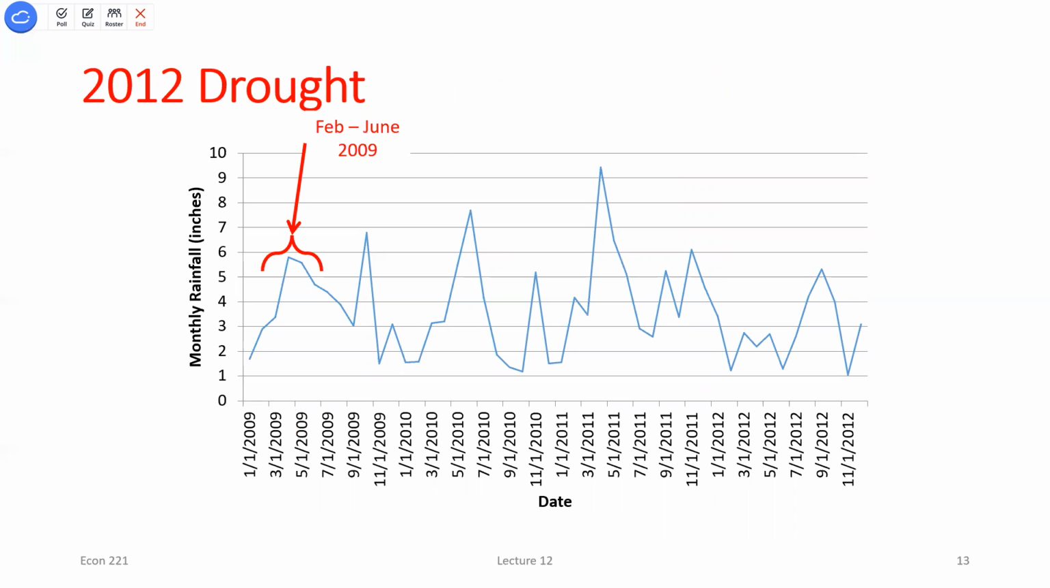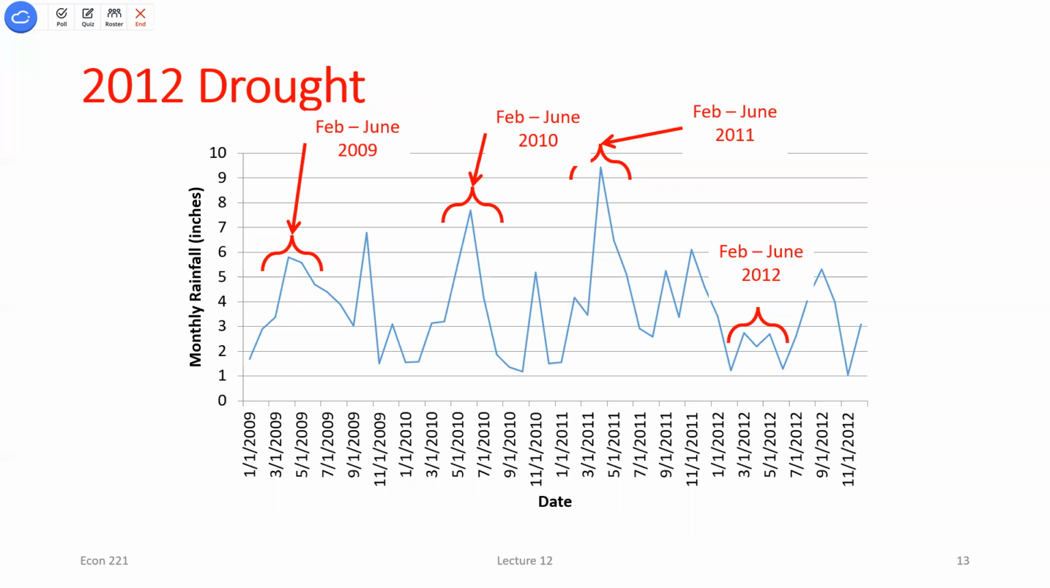Usually rainfall goes a little lower in the winter. Once again, in 2010, we see another spike in February to June rainfall. It goes back down. Another spike in 2011, it goes back down. Then we get to 2012. Not only do we not see a spike, it actually goes down even a little bit more, right? So it looks like usually it's cyclical. You just see rain in these months be a little bit higher. In 2012, it just didn't happen at all, right?